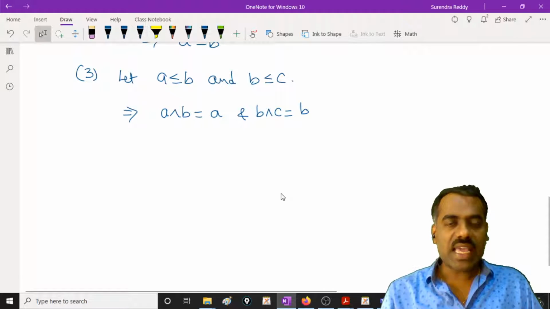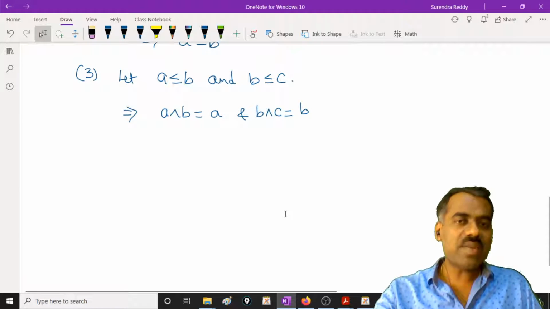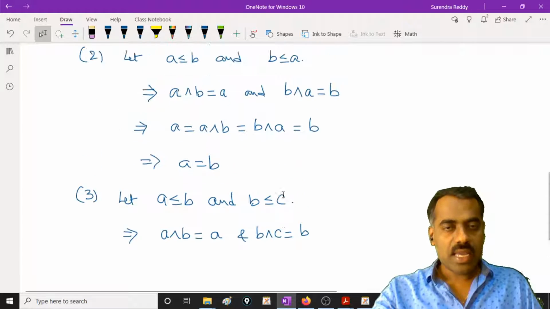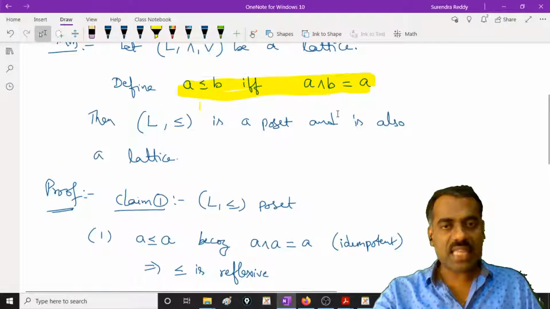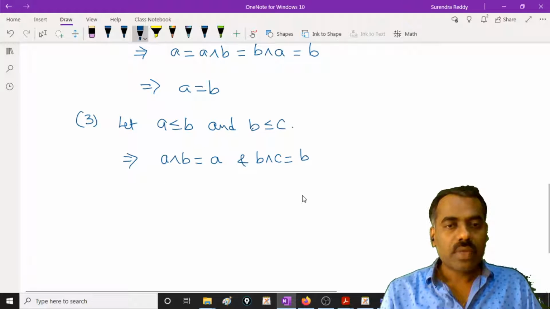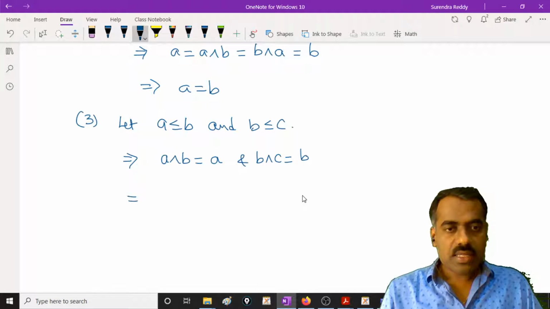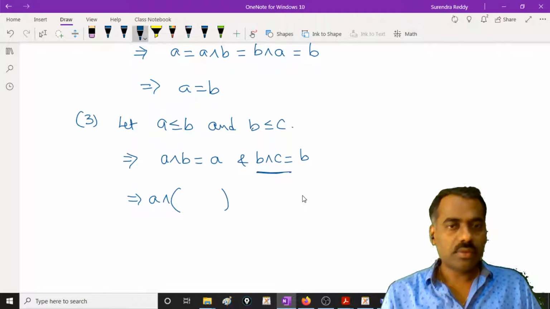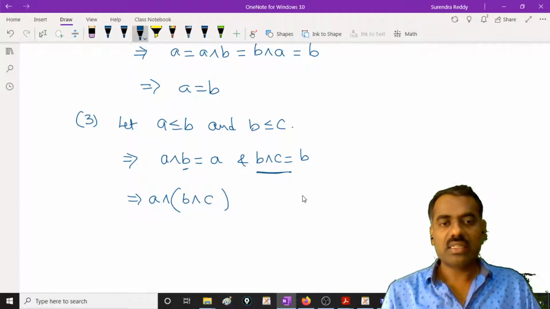Now we have to check A meet C. We have to show that A meet C is A. If we show that, then A is less than or equal to C. How will we do it from here? Here, in A meet B, in place of this B, I can use this B meet C, or not? Suppose I write A meet (B meet C) is equal to A, right? Are you following?